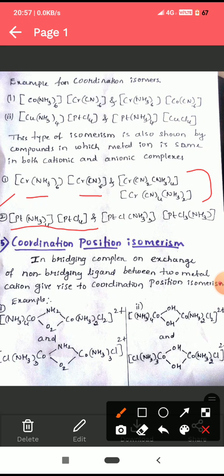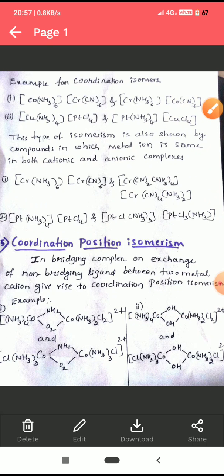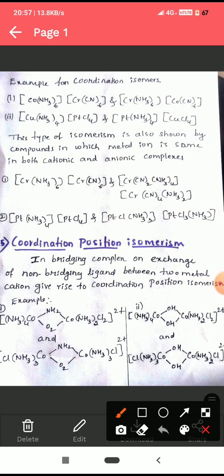These are complex ions, coordination complexes where we are going to see the bridging ligands. The complexes which have bridging ligands also have normal or non-bridging ligands. Along with the bridging ligand, here NH2O2 is a bridging ligand, but ammonia and chloride are non-bridging ligands.